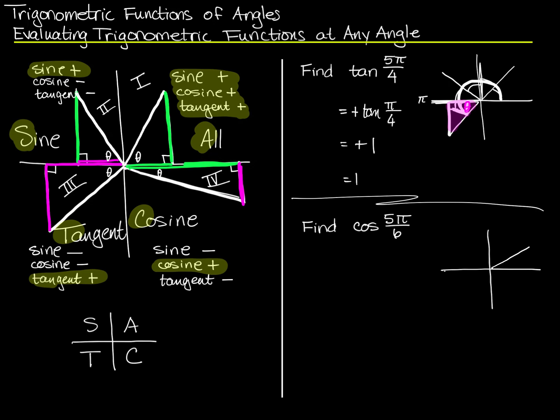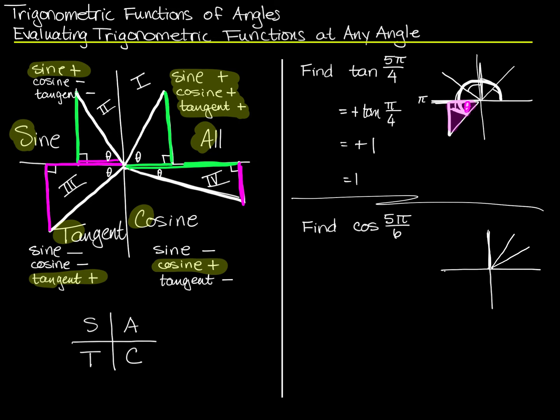There's pi over 6. There's 2 pi over 6, or pi over 3. I'm just doing a little bit of algebra. 2 pi over 6, when you reduce that, you get pi over 3. That happens to be 60 degrees. If I go another one, I get 3 pi over 6, which is right here on the y-axis. 3 pi over 6, if you reduce that, you get pi over 2. That happens to be 90 degrees.